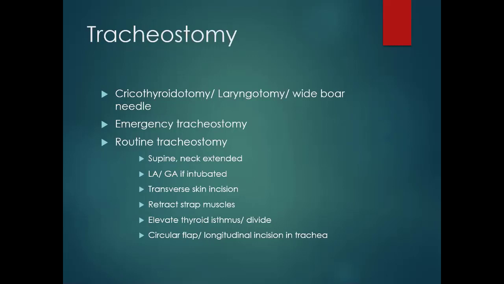Incision is generally transverse in adults, vertical in children. Strap muscles are retracted in the midline. Thyroid isthmus is identified, either divided or elevated. An opening is made on the tracheal wall. It can be a longitudinal incision in children, or it can be a circular opening or a flap in adults with a large trachea.